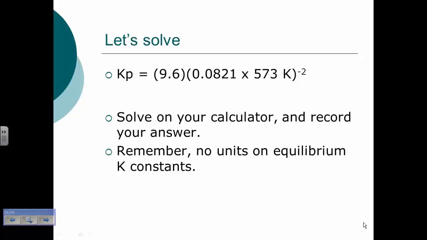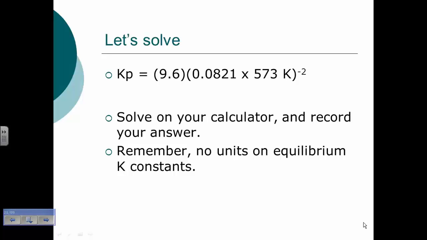Plug it in. We were being asked to just convert a Kc into a Kp, plug and chug. The original value of Kc given was 9.6 times R times T. Now where did the 573 come from? Well, remember the story problem gave us 300 Celsius. I added 273 to turn the Celsius into Kelvin.